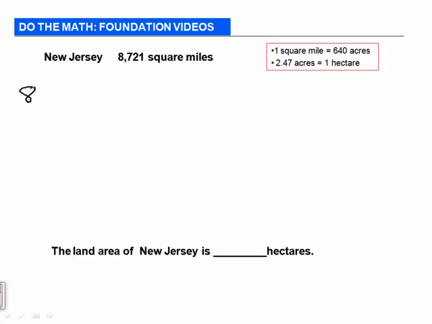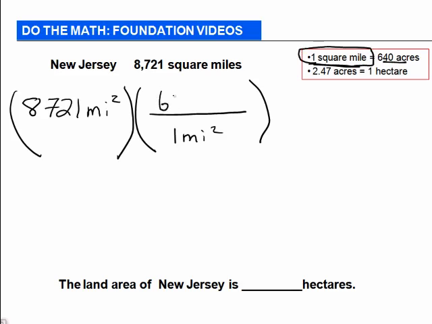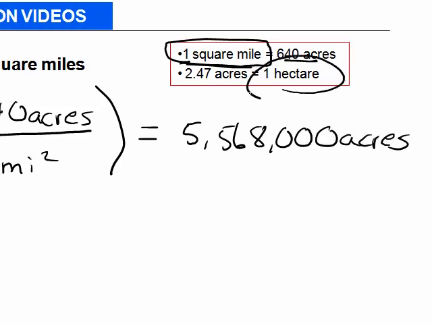New Jersey has 8,721 square miles. I'm going to say mi squared. I'm then going to multiply that by a fraction, because I need to get things to cancel out. I'm going to put 1 mi squared, that's the mile squared from this number right here, and 640 acres. When I multiply that out with my calculator, I get a pretty big number, 5,568,000 acres.